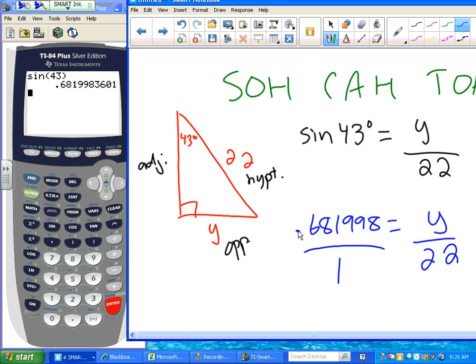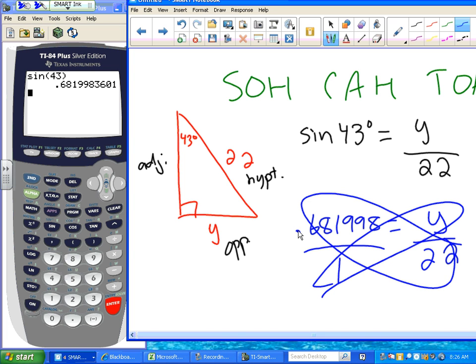Now, this one's easier to solve. Why is this one easier than the other one to solve? Alyssa, why is it easier? Good. So you could do cross products, or you could just multiply both sides by 22. Either way, what do we get? What's y? Justin? Awesome. So I'm just going to keep that as y is 15. Questions on that one?